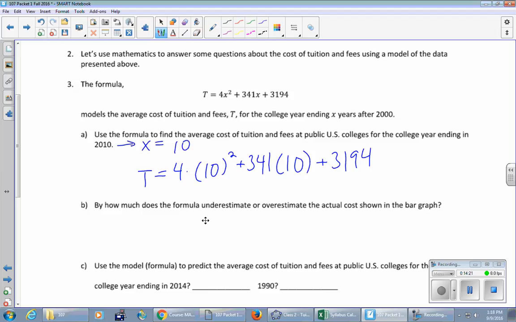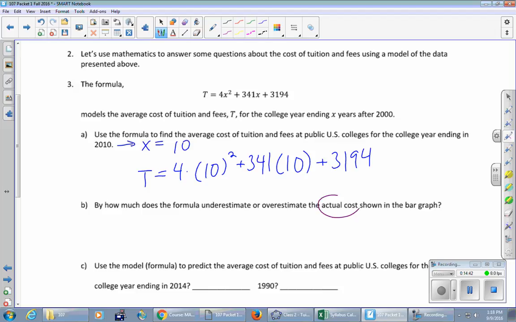Yeah, Ivy. Okay. All right, so I don't need 20 people typing this in, just a couple to get confirmation. The rest of us, while we're waiting on this number, are moving on to part B. So just 1 or 2 people with a calculator. I see one up here. By how much does the formula underestimate or overestimate the actual cost shown in the bar graph?